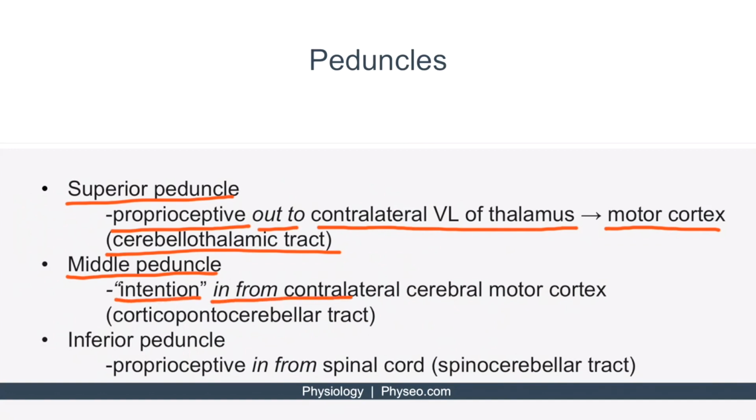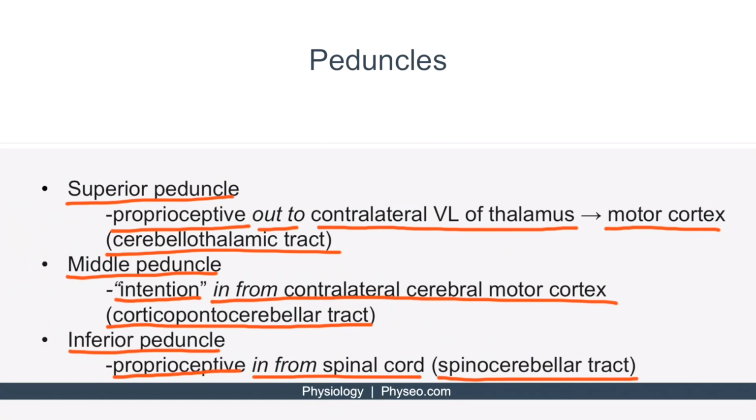Next, we have the middle peduncle, which starts in the motor cortex of the cerebrum and sends intention information in from the contralateral cerebral motor cortex. And this is called the corticopontocerebellar tract because it goes from the cortex through the pons and then ends up in the cerebellum. Lastly, we have the inferior peduncle, and this will take proprioceptive information in from the spinal cord. So this is called the spinocerebellar tract.